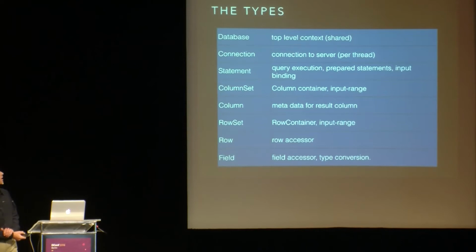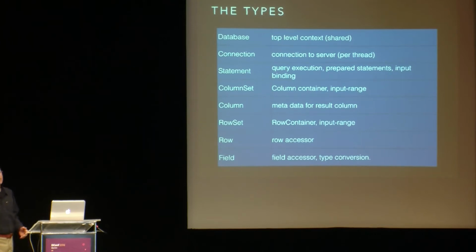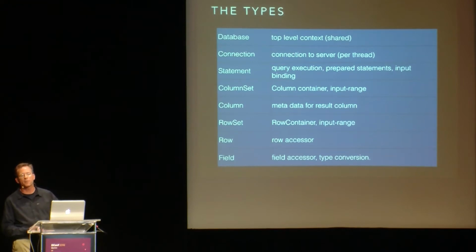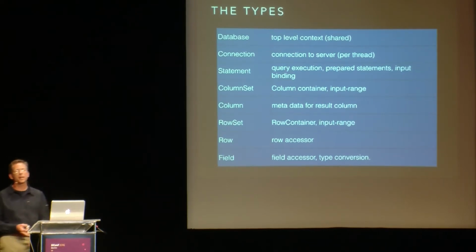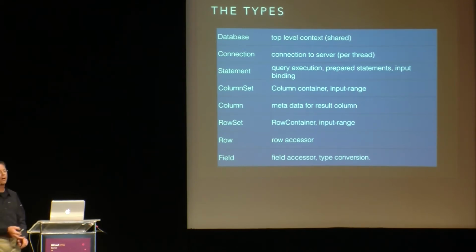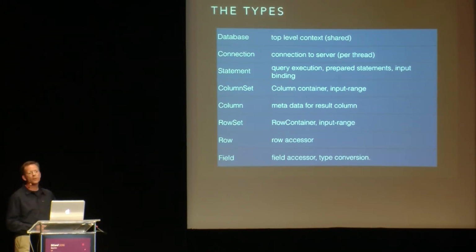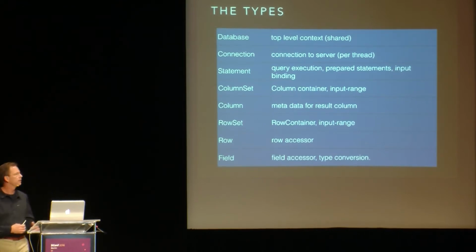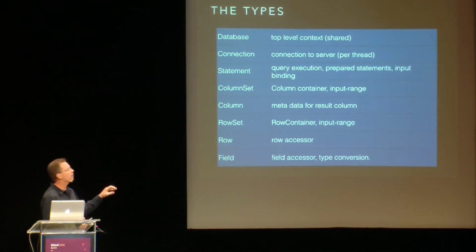So these are the types that I have in my interface presently. They should be pretty familiar if you've worked with a database before. These are fairly standard objects that you would have seen in previous interfaces. Things like a database, a connection, a statement. The column set is for meta information about the table, things like what the column name is and its size. The row set is the actual data structure that holds the table that you get back from the database. And below that row set are things which come out of it, such as the row and field.